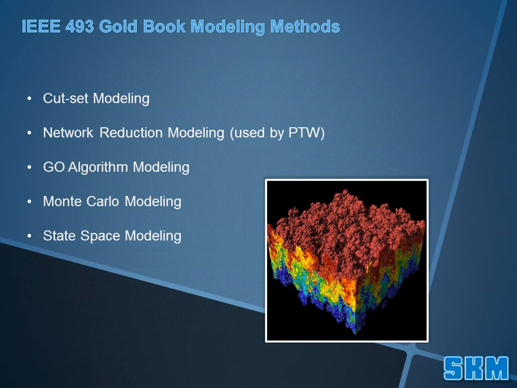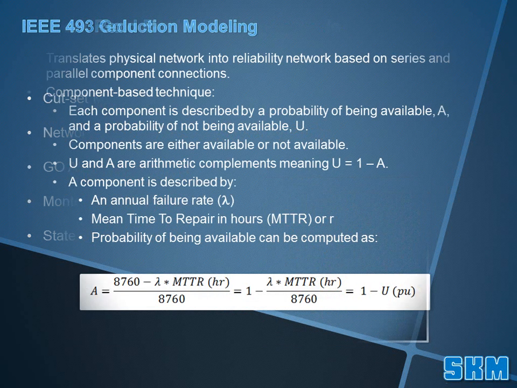IEEE 493 discusses these 5 methodologies: cost set modeling, network reduction modeling, Go algorithm modeling, Monte Carlo modeling, state space modeling. PTW uses, as stated earlier, the network reduction modeling method. In the network reduction modeling, one translates the physical network into a reliability network based on series and parallel component connections. The component-oriented indices are used.